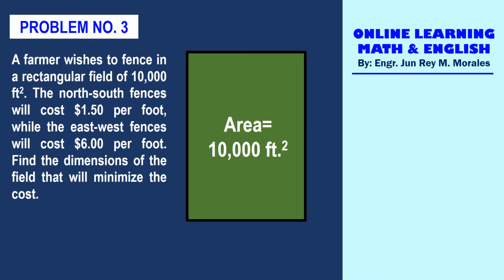Problem number 3. A farmer wishes to fence in a rectangular field of 10,000 square feet. The north-south fences will cost $1.50 per foot, while the east-west fences will cost $6 per foot. Find the dimensions of the field that will minimize the cost.